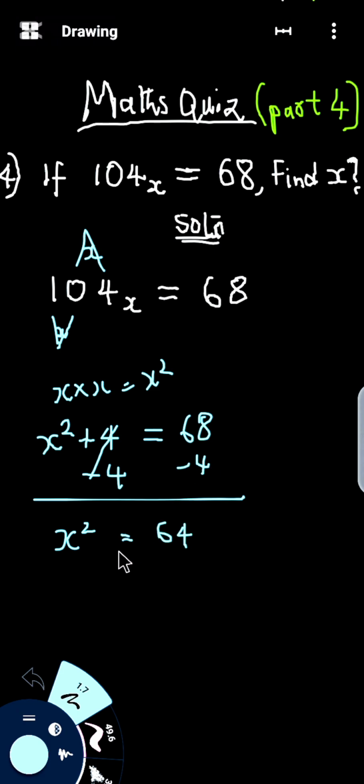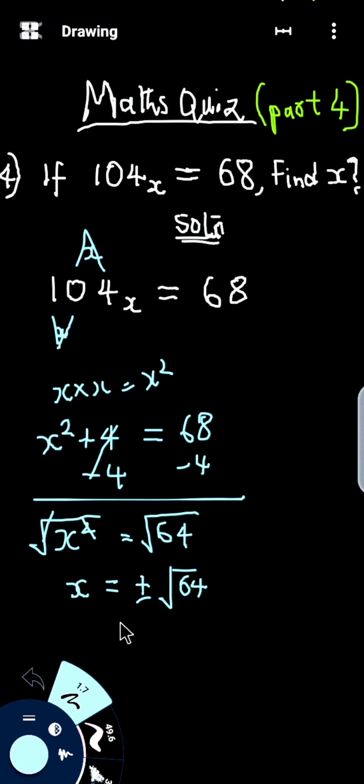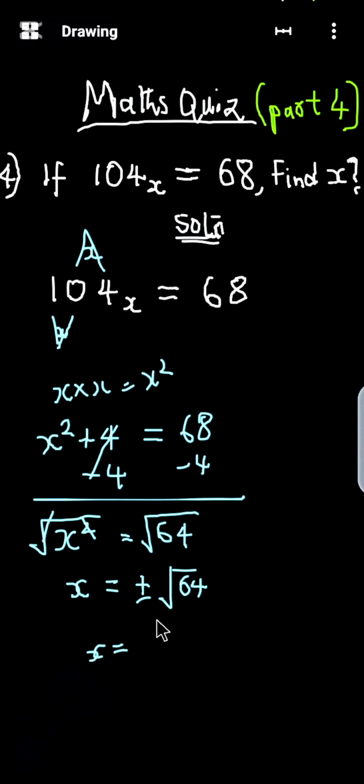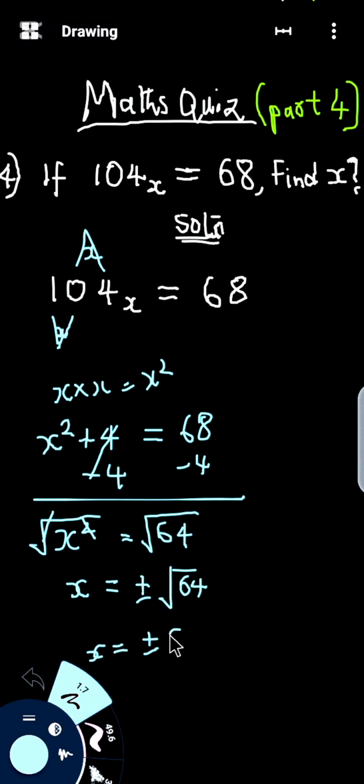So what do I do next? You know, this is a square function, which means it's going to have 2 answers. So we introduce a square root on both sides. To eliminate a square, we introduce the reverse operation, which is square root. So take the square root of both sides. And when you do that, the square root will take care of the square, and then we have x. This x will now be equal to plus or minus the square root of 64. And the square root of 64 is simply plus or minus 8.